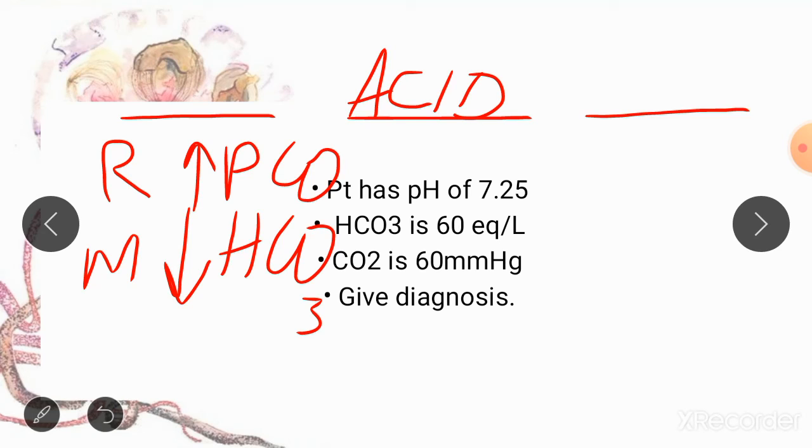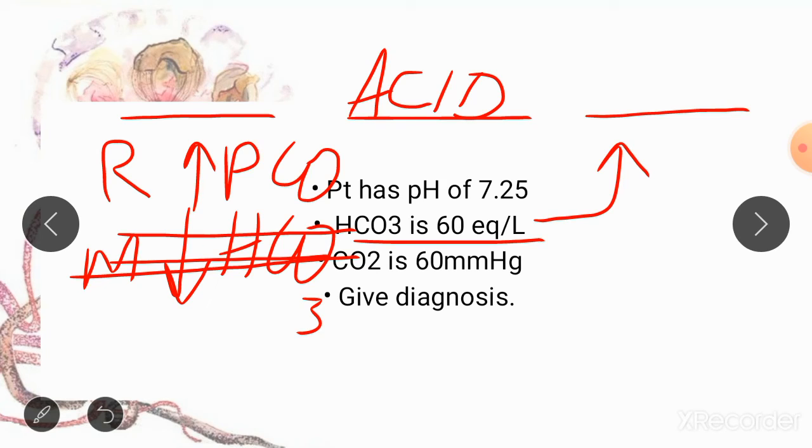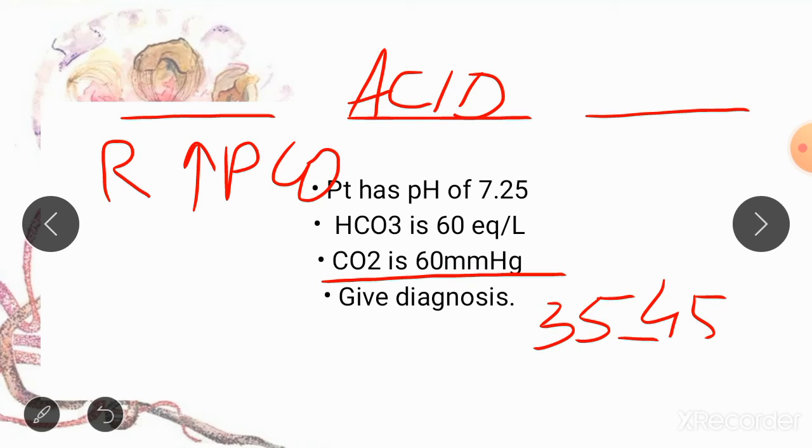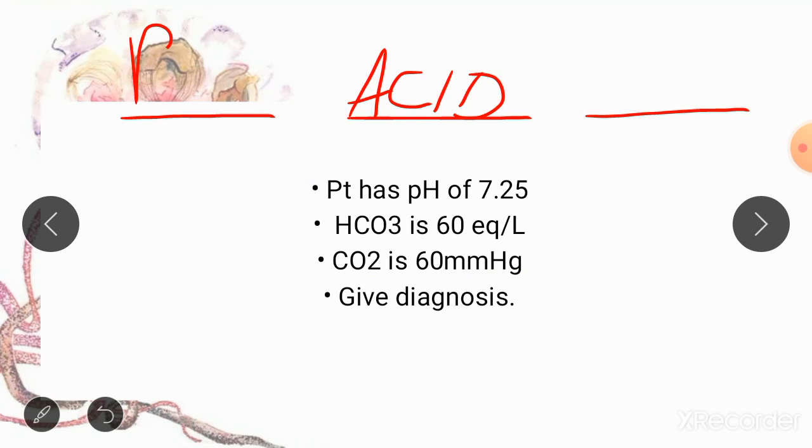This person has bicarb which is very large in value, and it is 60 equivalents per liter. Normal bicarb values are around 22 to 28 equivalents per liter, but the value of bicarb in this patient is very high, so we can immediately rule out metabolic acidosis, isn't it? Now the only option which is left behind is respiratory acidosis. Now let us look at the value of partial pressure of carbon dioxide that is given to us. It is 60 millimeter mercury, and we know that the normal value of partial pressure of carbon dioxide is 35 to 45 millimeter mercury, and this value is very high, so we can assure ourselves that our diagnosis is correct and this person is suffering from respiratory acidosis.